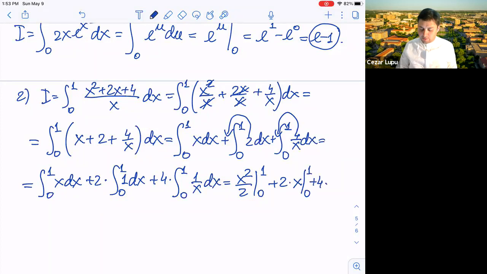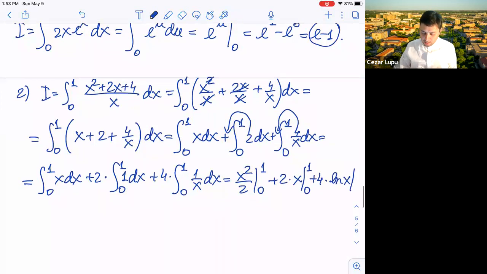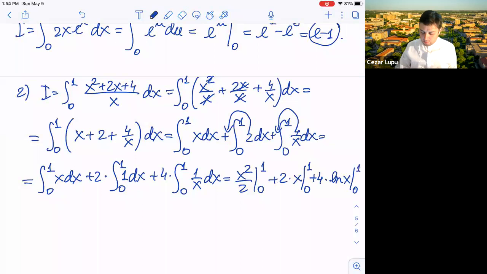Plus 4 times. And what is the antiderivative of 1 over x? So what is that function whose derivative will give you 1 over x? It is ln of x from 0 to 1. Right?